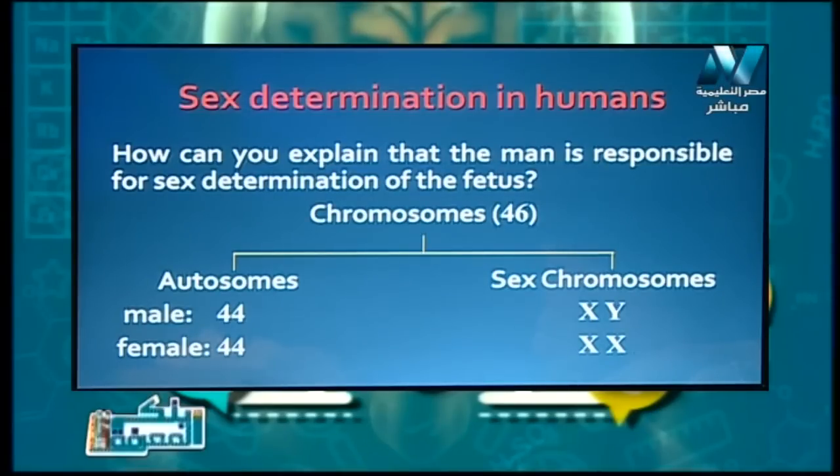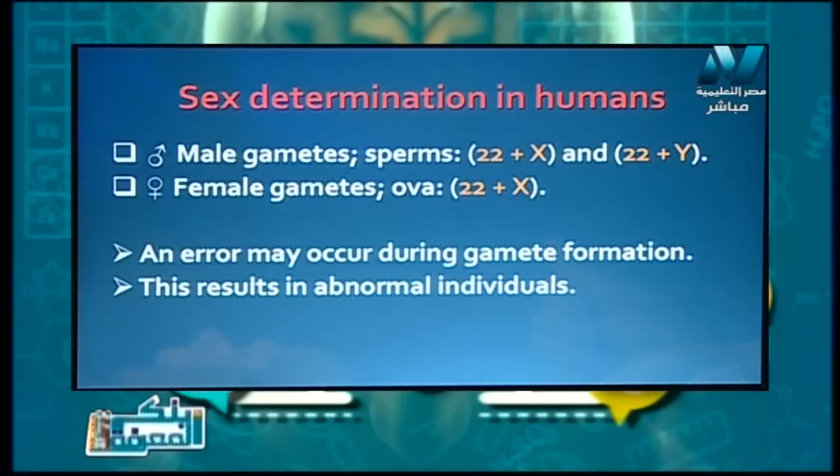And remember, during gamete formation, the gametes should contain half the number of chromosomes, half the number of autosomes and the sex chromosomes. So the male gametes, the sperms, are either 22 autosomes plus X or 22 autosomes plus Y. But the female gametes, the ova, are 22 plus X.